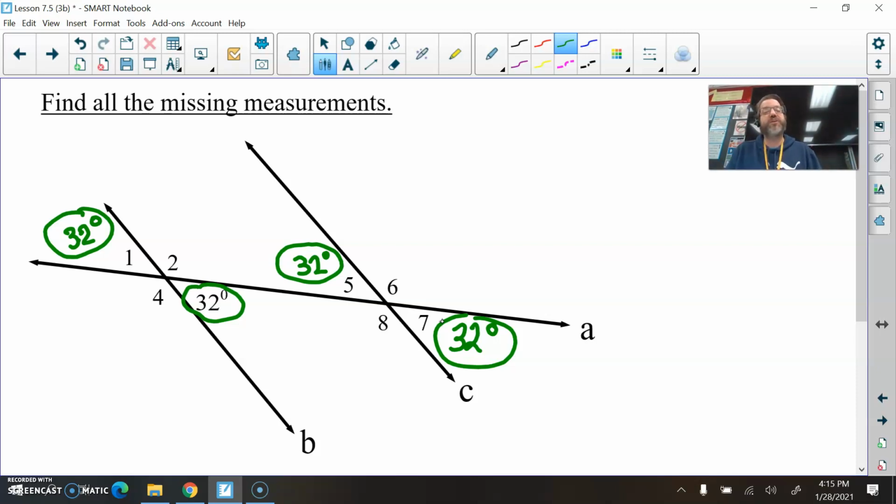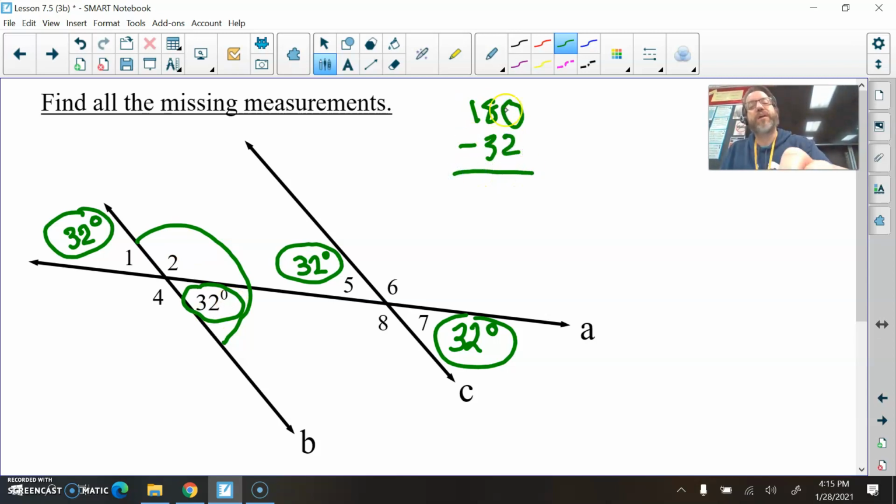And what I have to do here is I have to use what's known as adjacent angles. Angles 1 and 2, for example, or this 32-degree angle and angle 2 are adjacent. They're right next to each other. And remember, that means they're supplementary. They total 180 degrees. So if I want to find angle 2, I could just take 180, subtract 32, and let's see what we get.